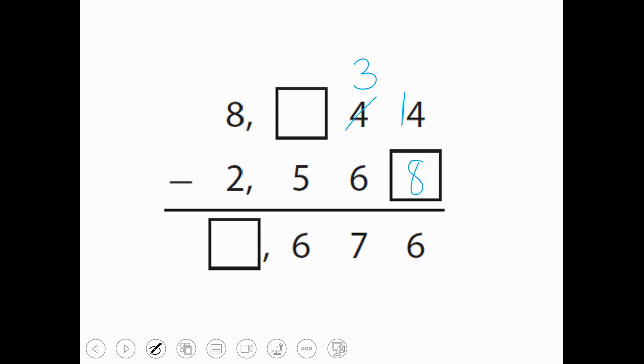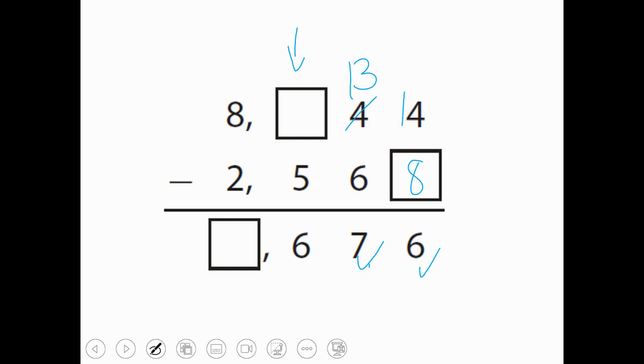Now I'm going to go to the next place value. So 3 minus 6 equals 7. Well, I can't do that. So whatever number I had here, I had to borrow from it, because this had to be a 13. So 13 minus 6 equals 7. Okay, yep, that checks out. So these are all checking out. So I'm going to move to my next place value.